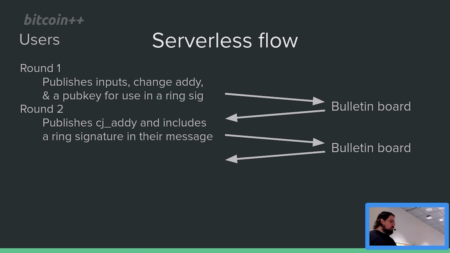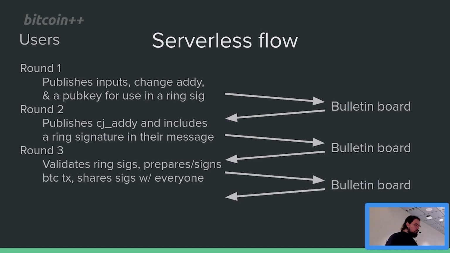And that's great. Then everyone can review that and say, okay, I know that the person who published this output also contributed an input, but I don't know which one he was. And we're doing the same thing the server would have done, but without needing a coordination server. We just need somewhere to post data. Okay, so then after we've done round 2, we do round 3. Everybody checks that the ring signatures are valid, and then everybody prepares and signs the Bitcoin transaction.